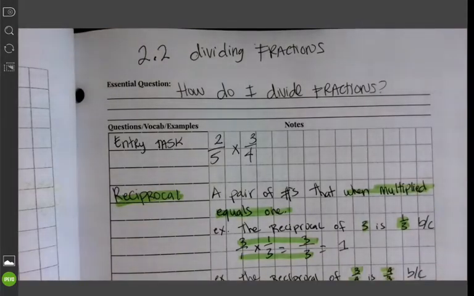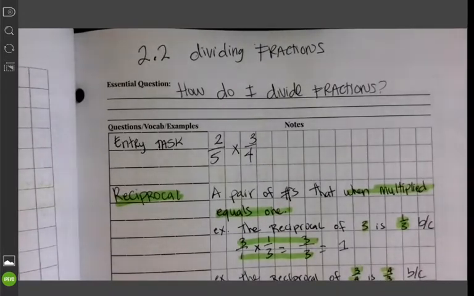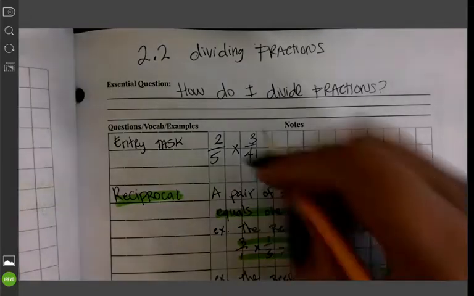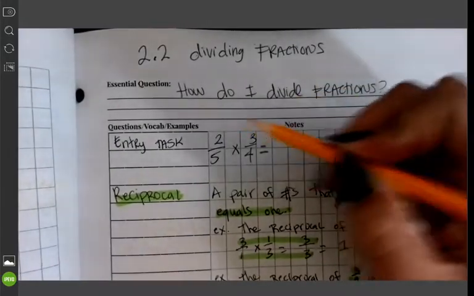All right, this is the video lesson for 2.2 dividing fractions. How do I divide fractions? Our entry task is 2/5 times 3/4. As a reminder, in order to multiply fractions, you just have to multiply across.